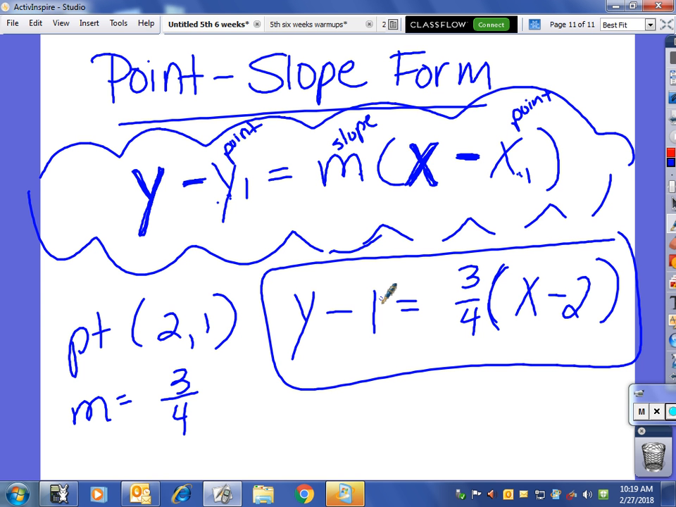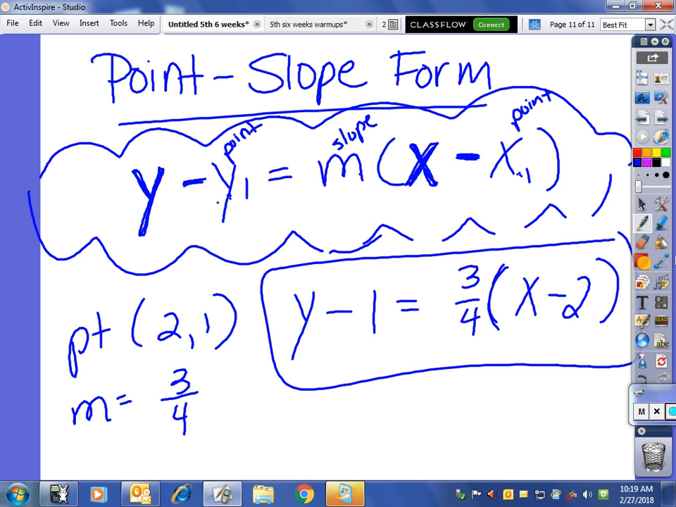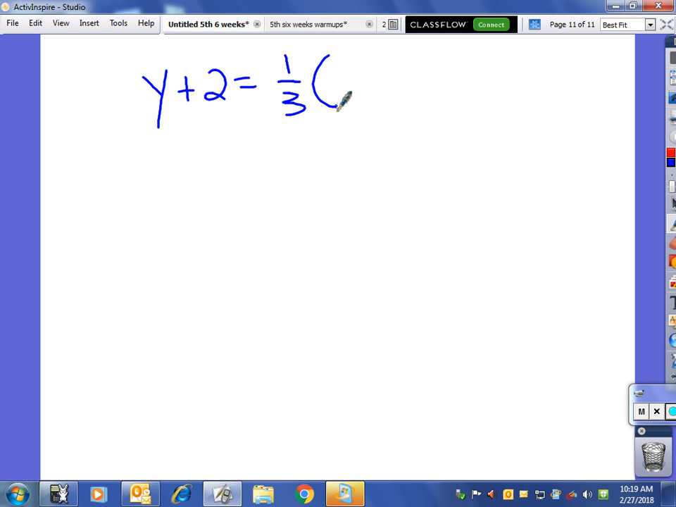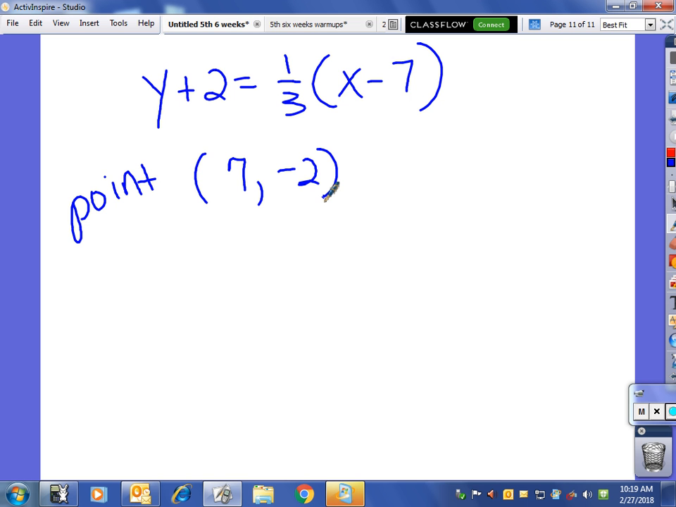Okay, what do you think I could make you do to make this trickier? Oh, okay. Good one. I will give you a line that's in point slope form. Y plus 2 equals 1/3 parentheses x minus 7. Now, what's the slope of this line? 1/3. This is a little trickier. Can you tell me what point I used? I used the point 7, -2. That's the point that was used.